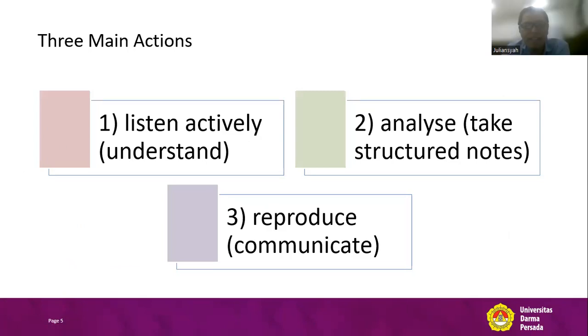Okay, Laras, could you read this page, please? Number 1, listen actively. Understand. Number 2, analyze. Take structured notes. Number 3, reproduce. Communicate. Yeah, three main activities of the interpreter. We are talking about the consecutive interpreter. So Laras, what do you understand about number 1, number 2, and number 3? Do you understand them?